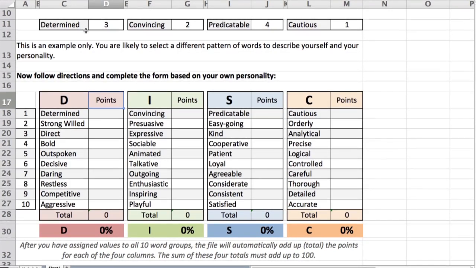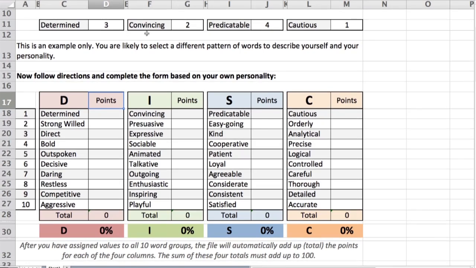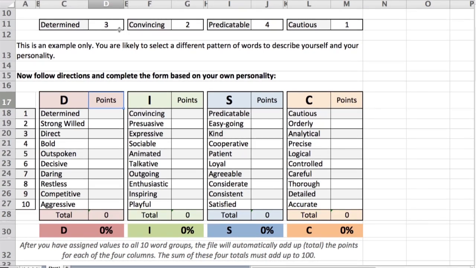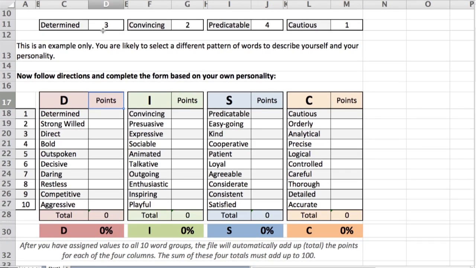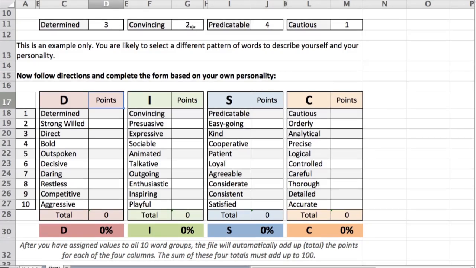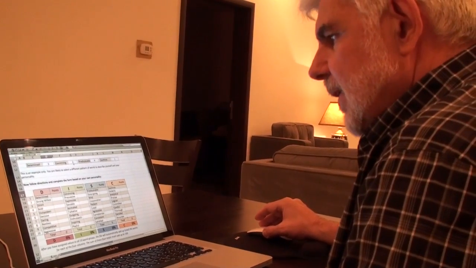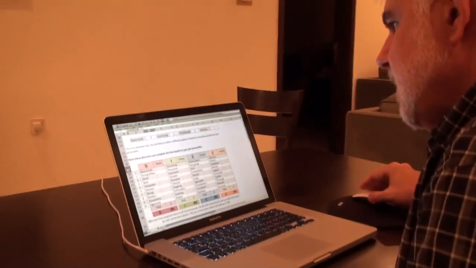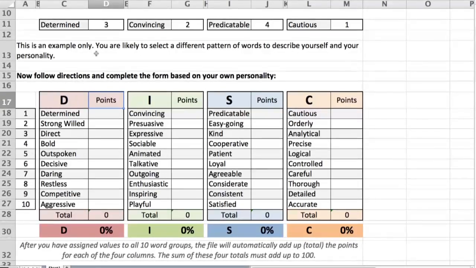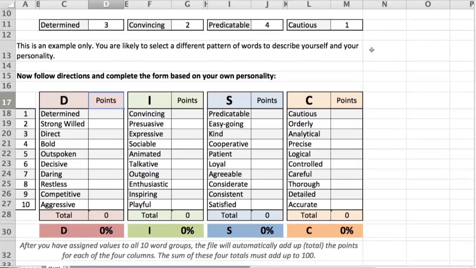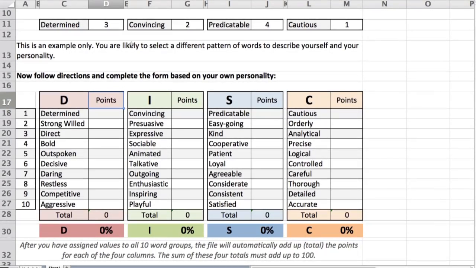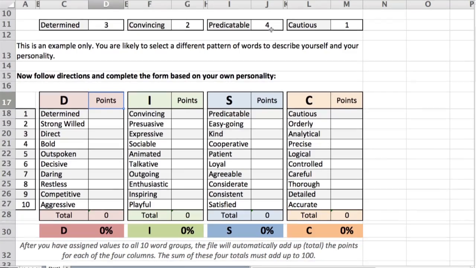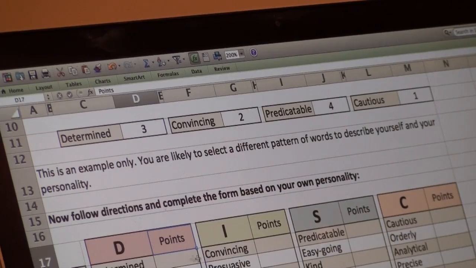Now you go back, you only have 2 words left, determined and convincing. Which word of these 2 is like me? And in this case, determined. So that gets 3 points. And that leaves convincing with number 2 because it's somewhat like me. So again, you read across the page, very important. And notice you can only have one 1, one 2, one 3, and one 4 in each of these rows going across the page.